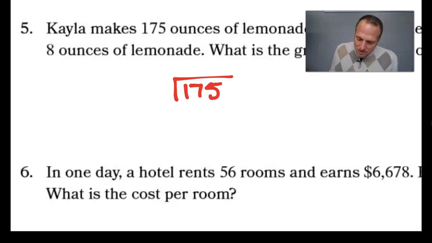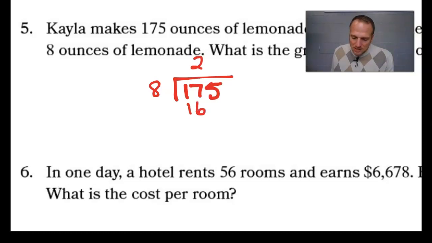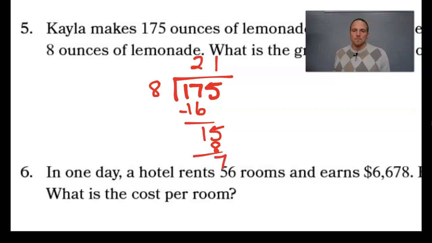175 divided by 8. Well, how many times does 8 go into 17? It goes in twice. 2 times 8 is going to be 16, and when we subtract that, we're going to have 15. How many times does 8 go into 15? Well, that's going to be 1. 1 times 8 is 8. Now 15 minus 8 is going to be 7.